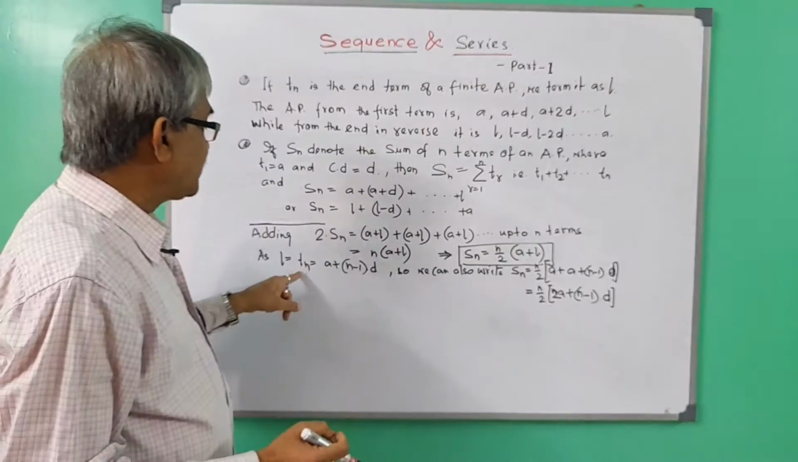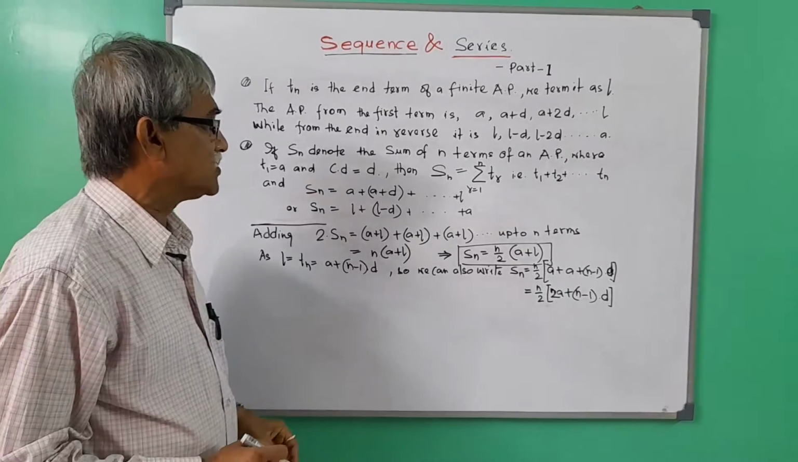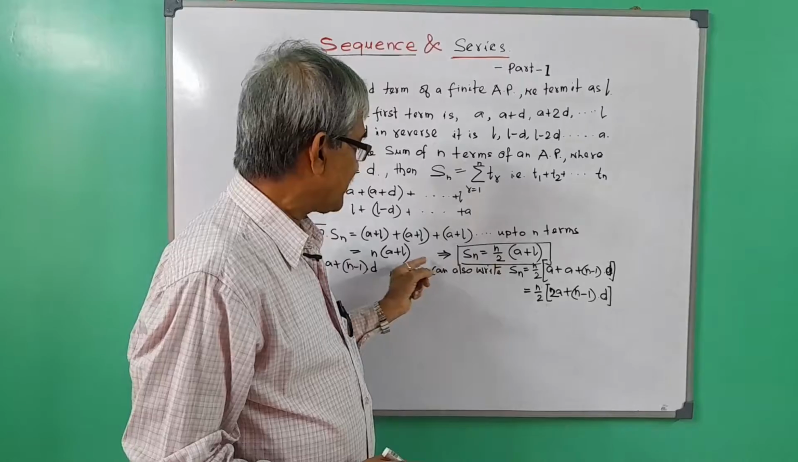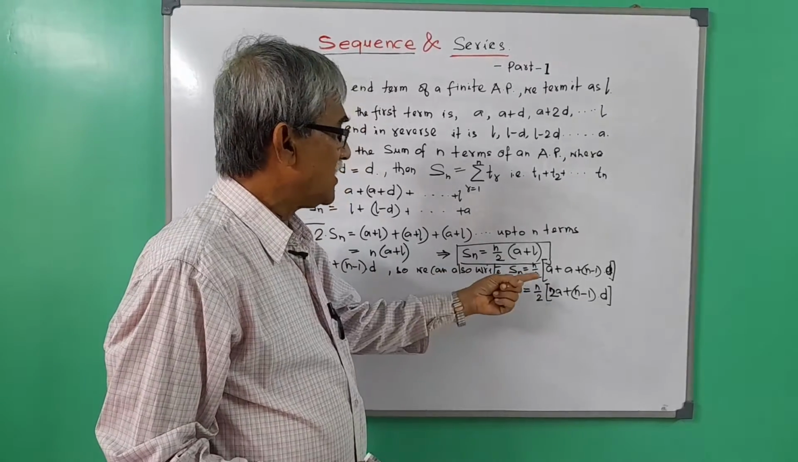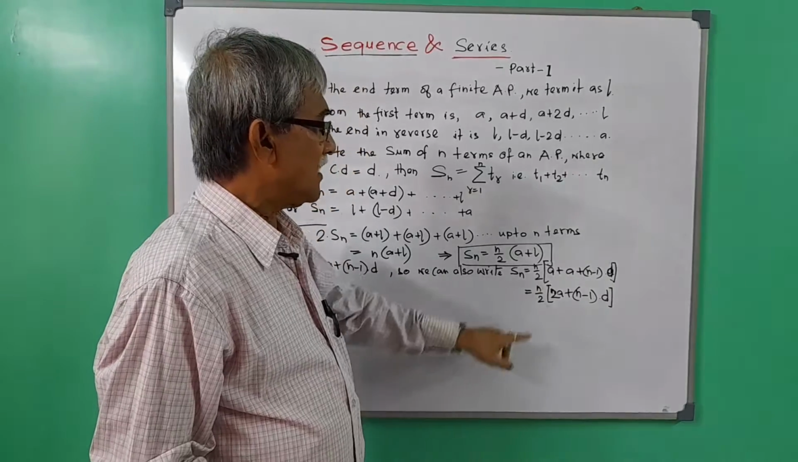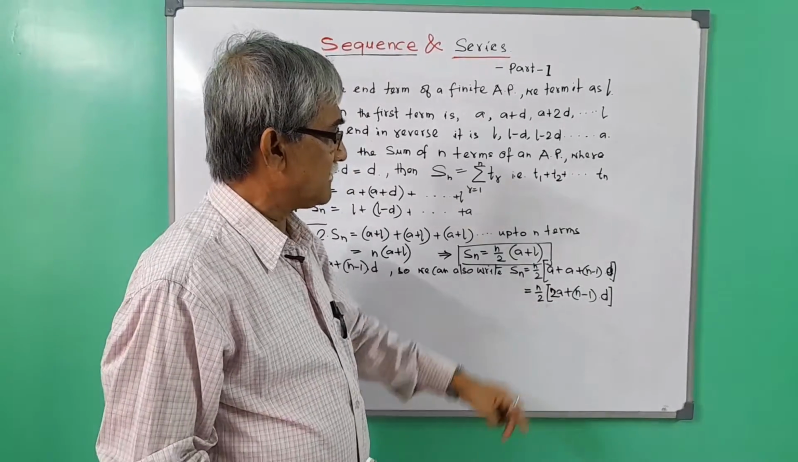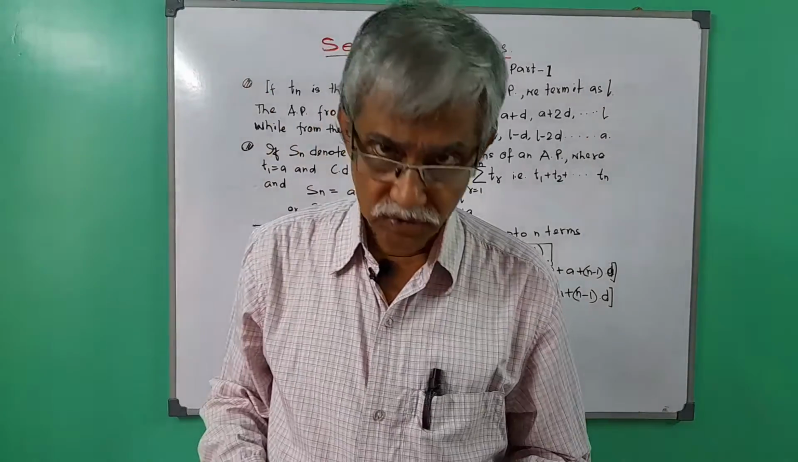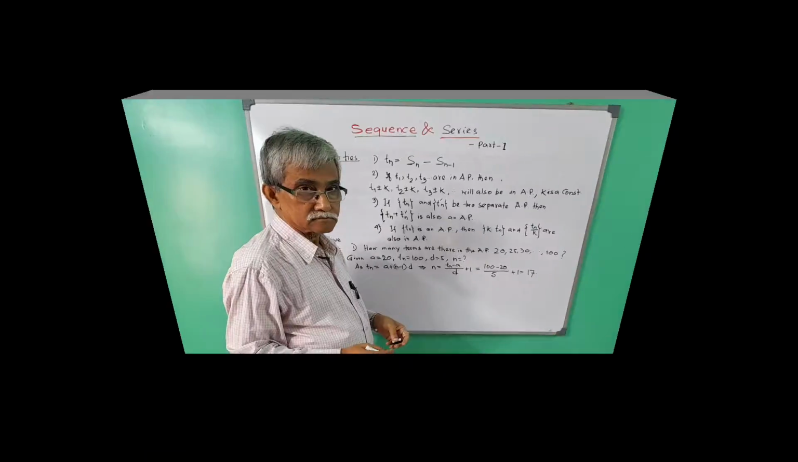Now as the last term Tn equals a plus n minus 1 into d, we can now write Sn equals, replacing the l in the first equation, n by 2 whole into a plus n minus 1 into d, or summarily Sn equals n by 2 whole into 2a plus n minus 1 into d.